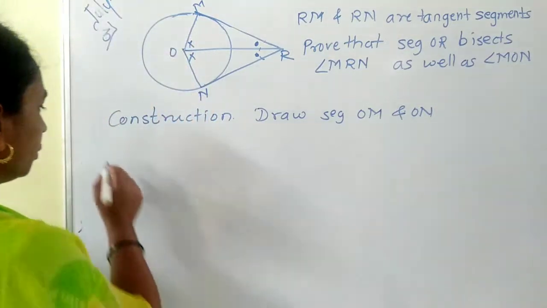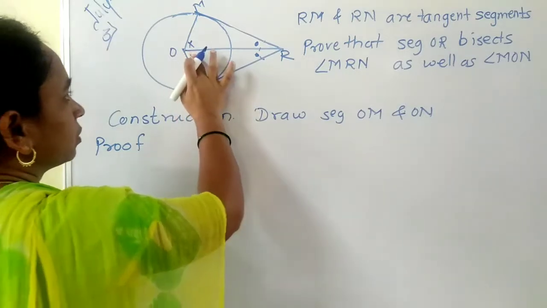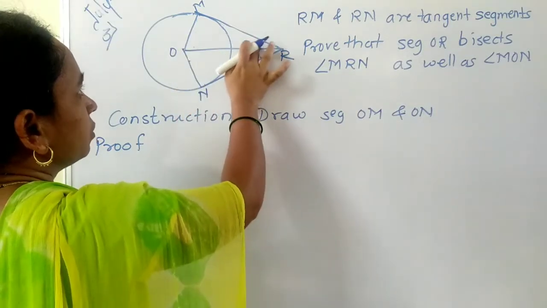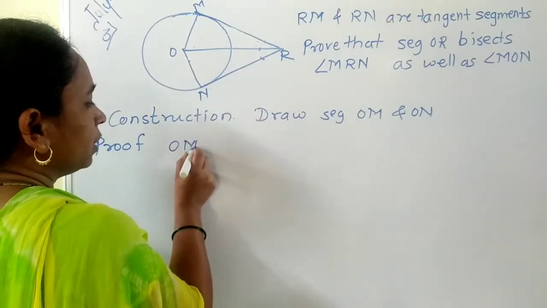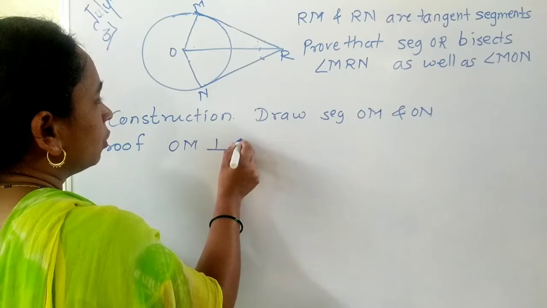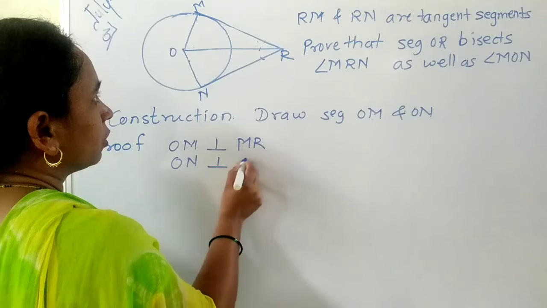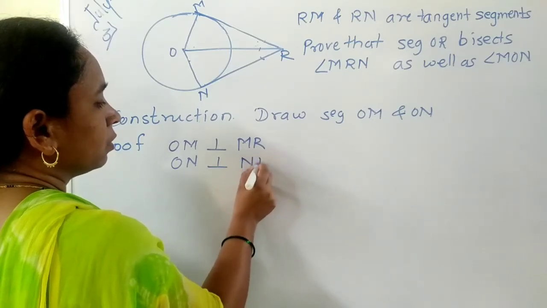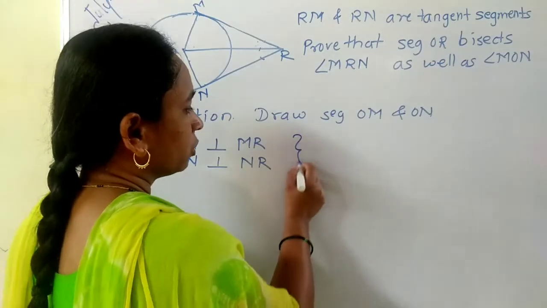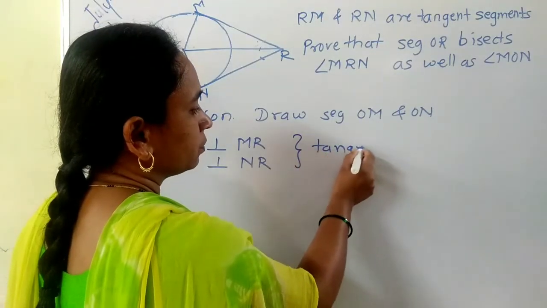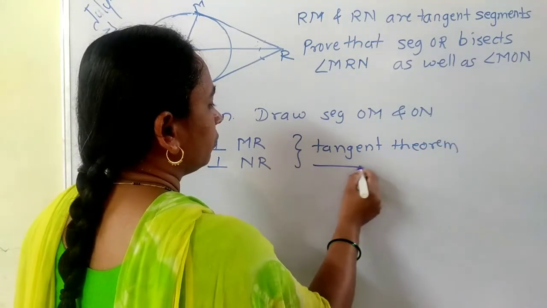So we'll see the proof. To prove it, first I had the construction, I have drawn OM and ON. So OM is perpendicular to MR. Same way ON is perpendicular to NR. Why are they perpendicular? By tangent theorem. So the reason for them is the tangent theorem. And for this I'll give 1.